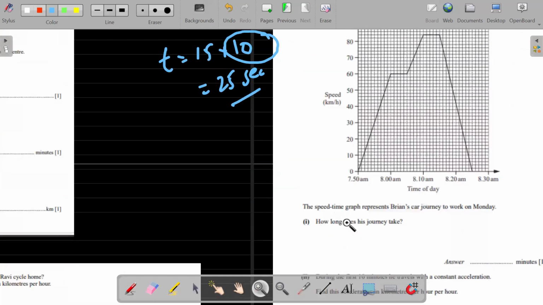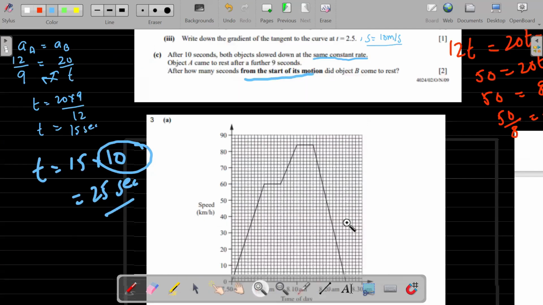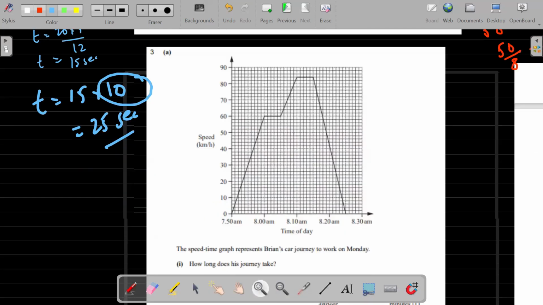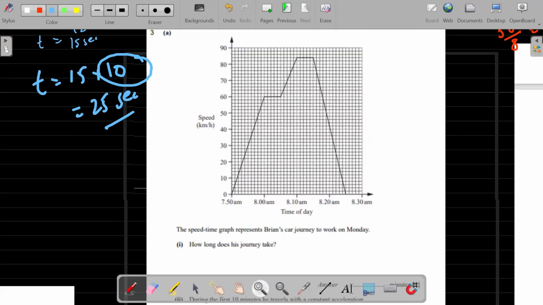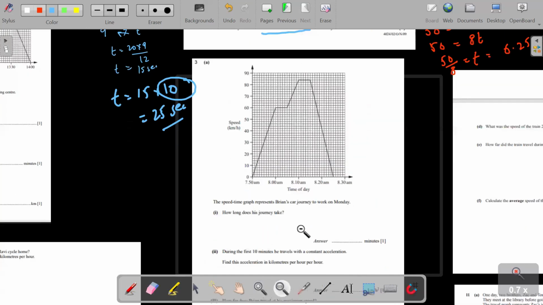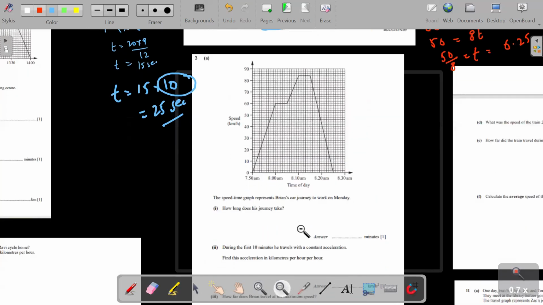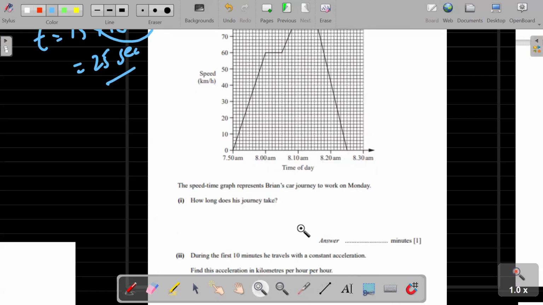Now let's move to the next question. The next question says that the distance time graph represents Brian's car journey to work on Monday. How long does his journey take? We are supposed to calculate the time. To calculate time, I need to zoom in so that we can figure out the time.